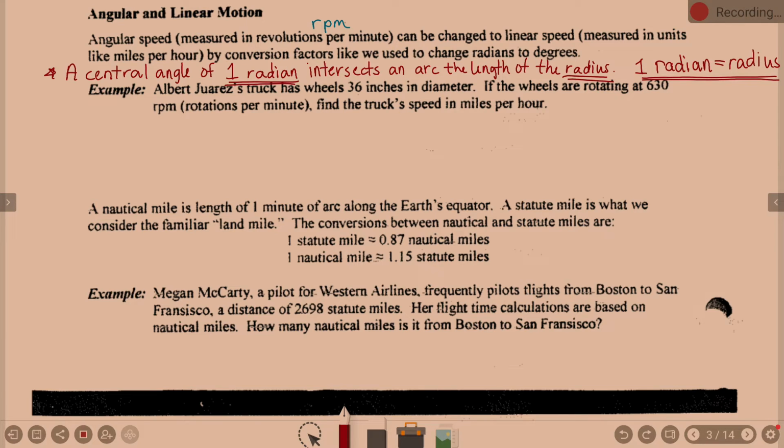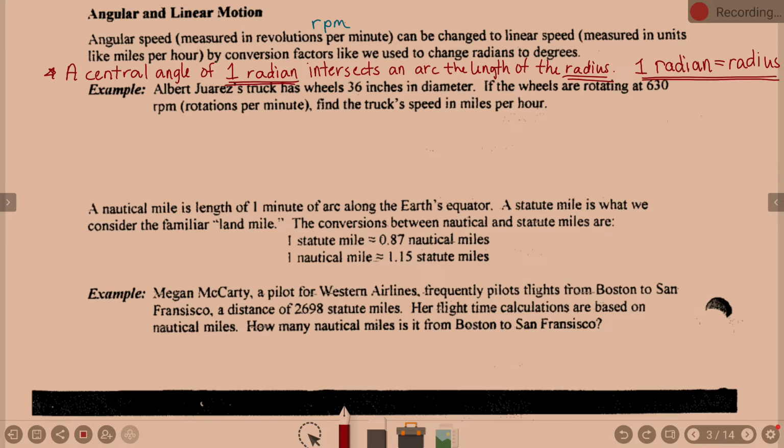Now, hold that thought in the back of your head. The example we're going to do here: Albert's truck has wheels 36 inches in diameter. If the wheels are rotating at 630 RPM, rotations per minute, which, by the way, is the same as revolutions per minute, find the truck's speed in miles per hour.